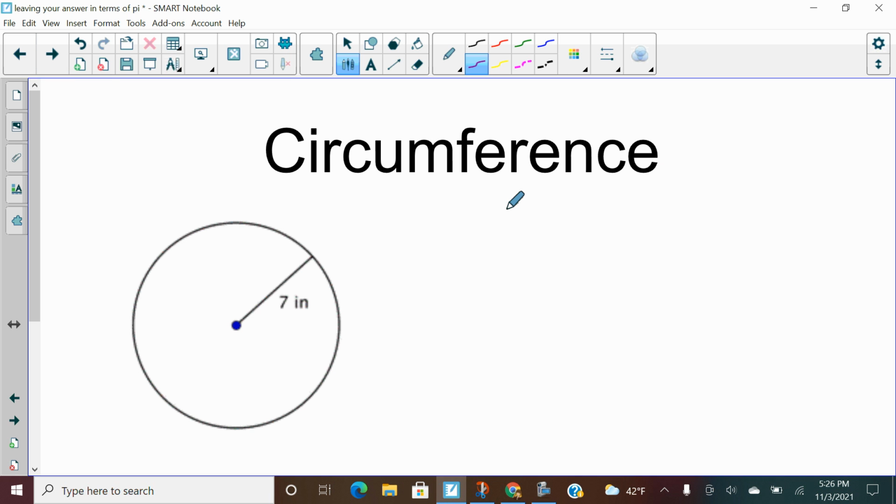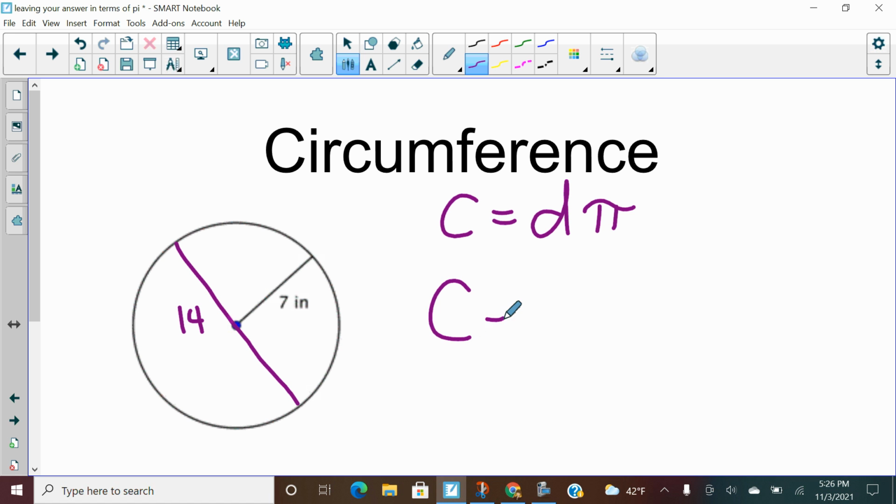So this first example is circumference. If I have a circle, I know that circumference is equal to diameter times pi. In this circle, my radius is 7, which means that my diameter is 14. So to leave this in terms of pi, I just write my answer as 14 pi.